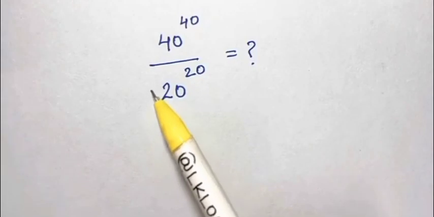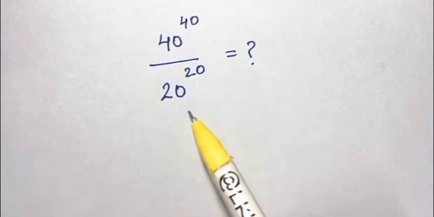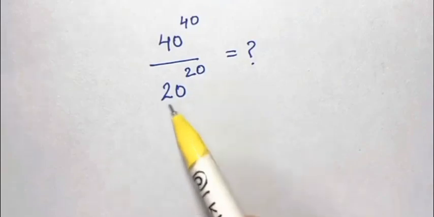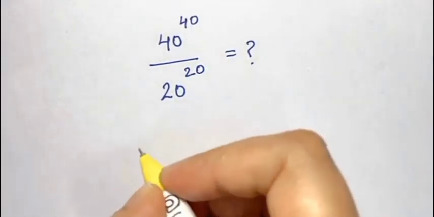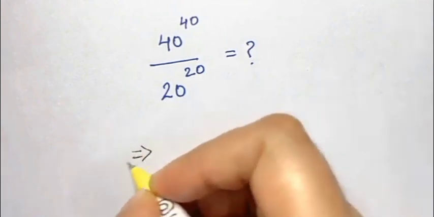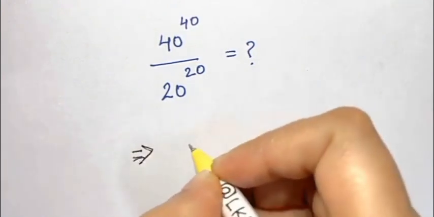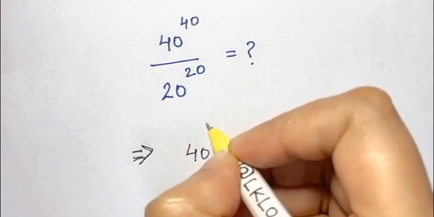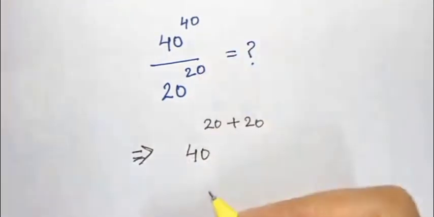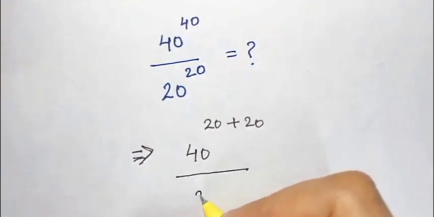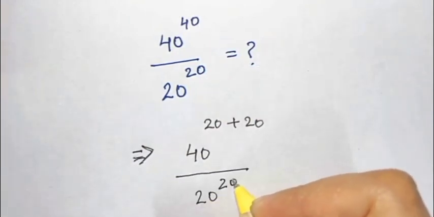A fun and interesting exponential solution. Now what we're going to do here is split 40 in terms of 20. So the first step would be we can write it as 40 to the power of 20 plus 20, which gives us 40 back. So we have it over 20 to the power of 20.